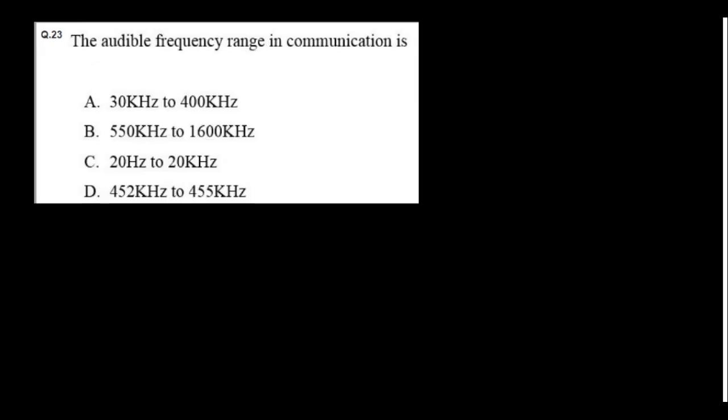Transient currents in electrical circuits are associated with energy storage components, inductor and capacitor. So both A and B. The audible frequency range in communication is 20 Hz to 20 kilohertz. 550 kilohertz to 1600 kilohertz is the medium wave frequency for radio communication.